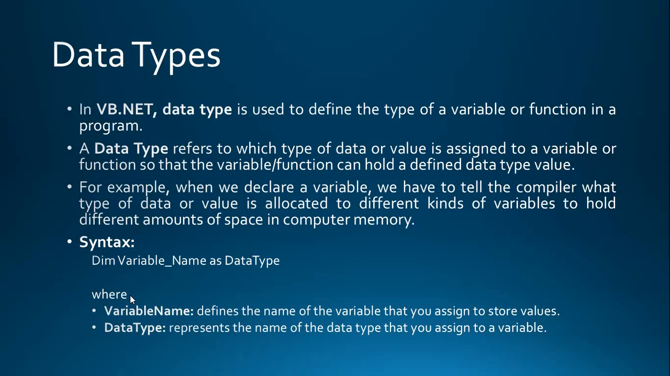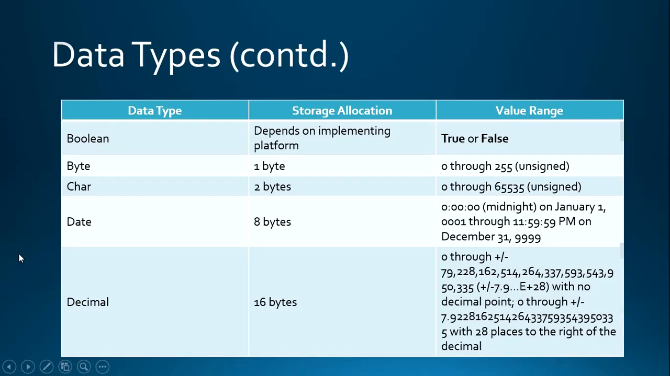Dim variable name as data type. So we make use of two keywords here, dim and as, and these two are literals, variable name and data type. So variable name defines the name of the variable that you assign to store values, and data type represents the name of the data type that you assign to a variable. So we'll see this in an example program in a short while. Now let's have a look at the list of data types that are present in VB.NET.